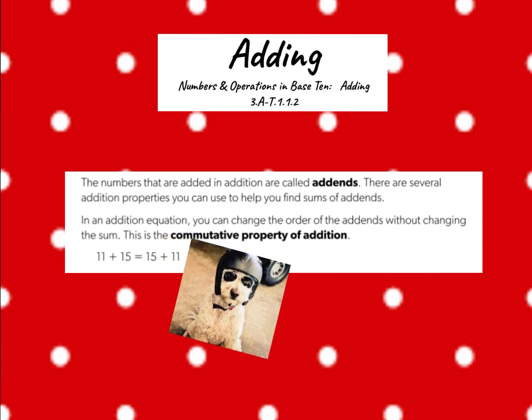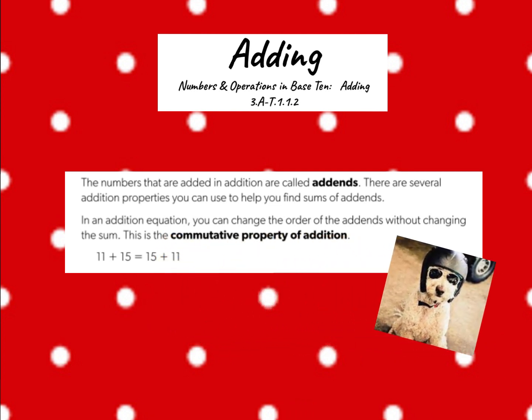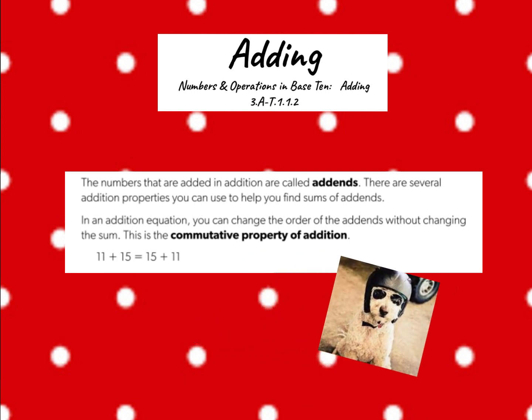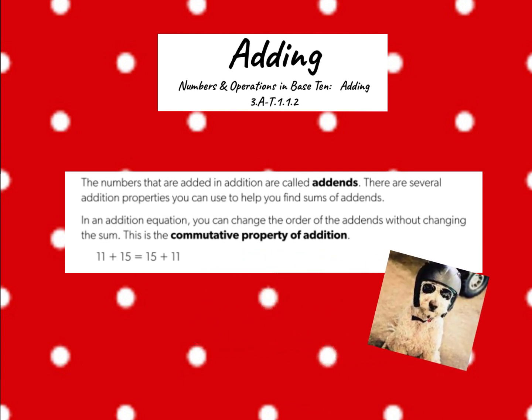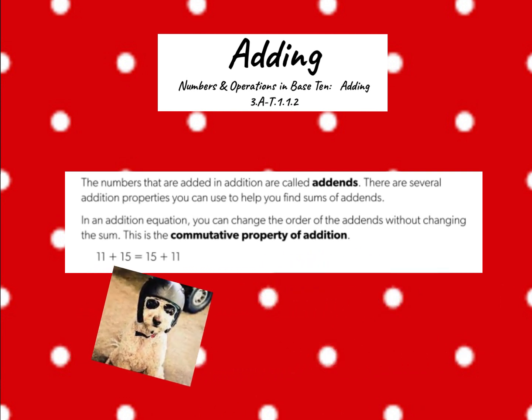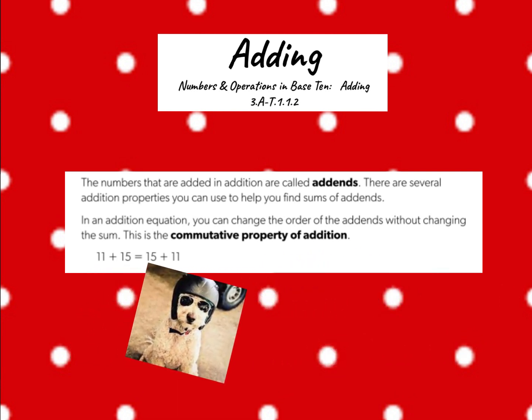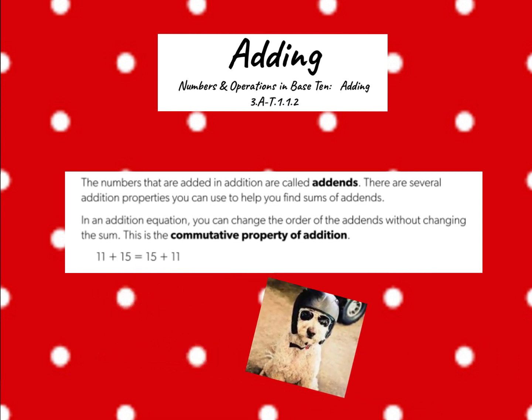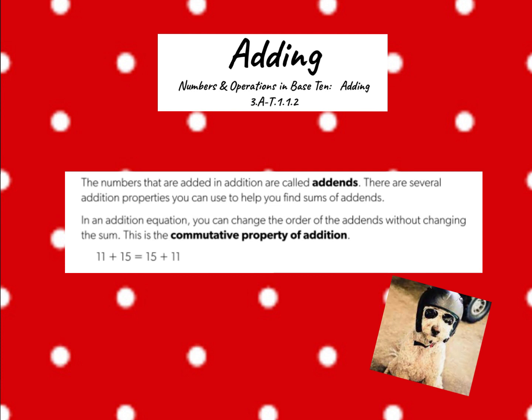In an addition equation, you can change the order of the add-ins without changing the sum. This is the commutative property of addition. Can you guys echo commutative? That's a hard word to say, right? So basically it just means 11 plus 15 equals 15 plus 11. So you can sort of flip-flop those add-ins and that means the same exact thing.